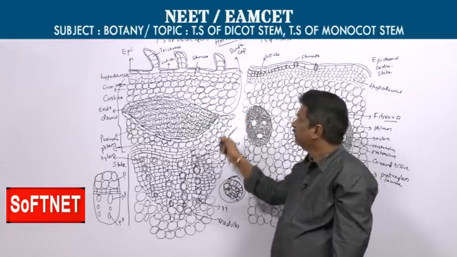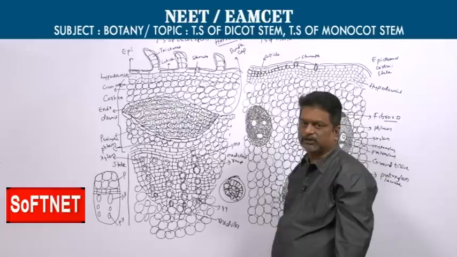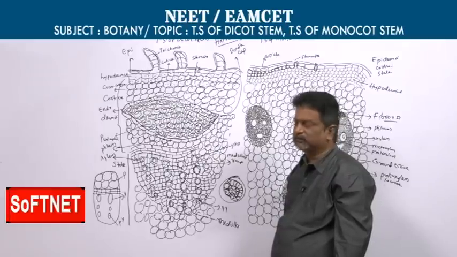Then ground tissue of root and stem is called cortex.